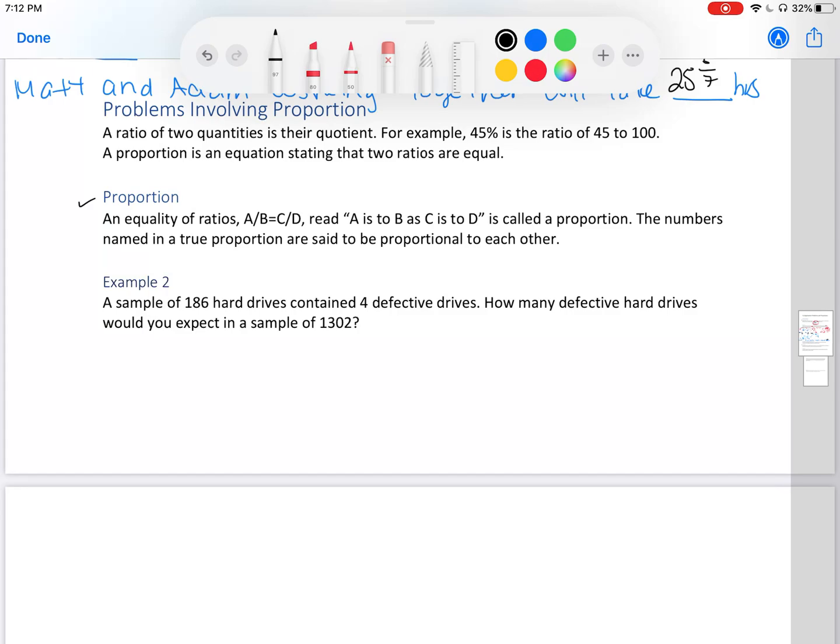So with these problems, try to set it up so that you have your story in a fraction. So whatever part to some corresponding whole and part to a whole. Now, the story can vary. Let's take a look at example 2.